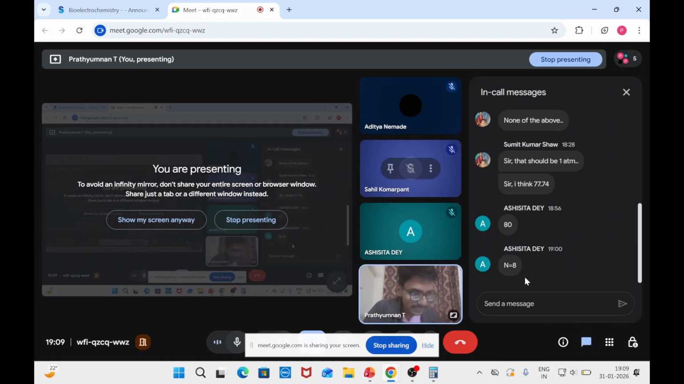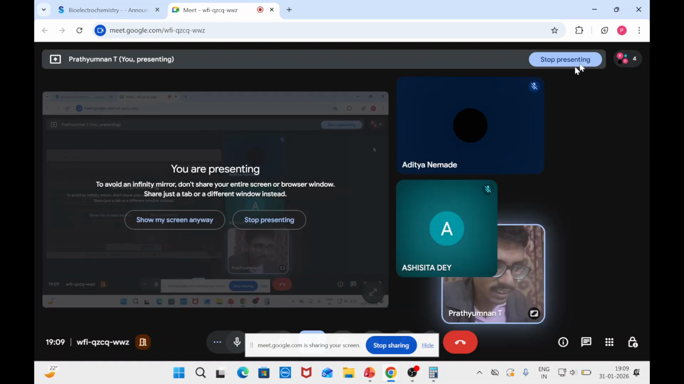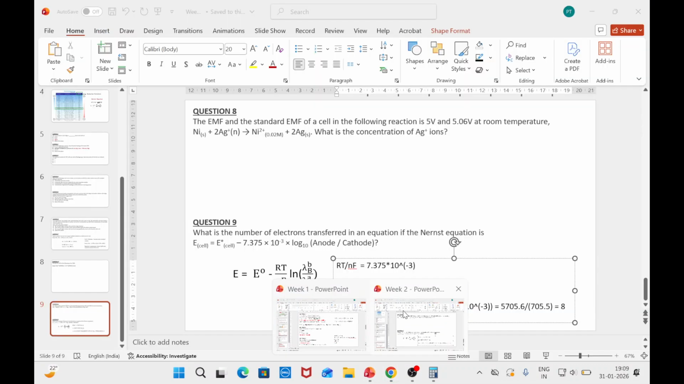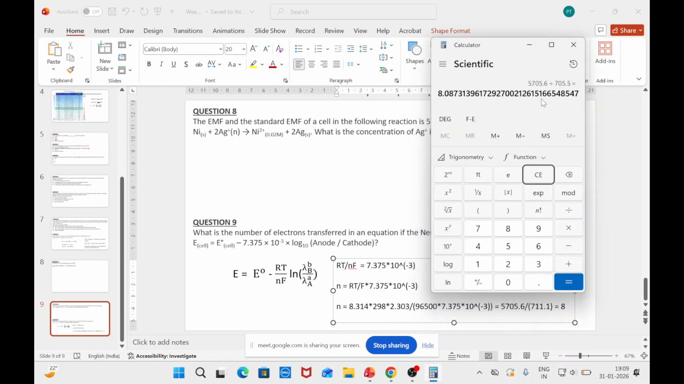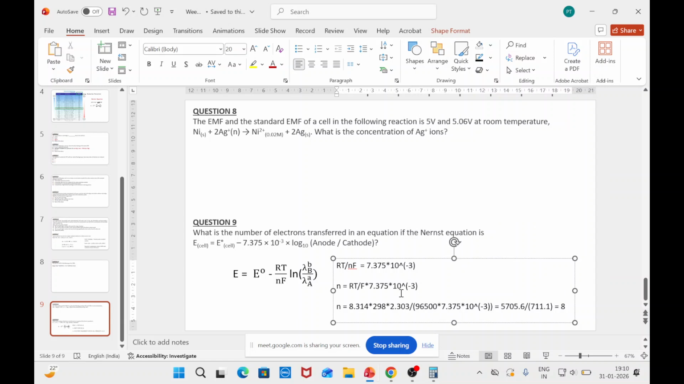Somebody has written 8. Okay. So I think that will make up the answer. N is 8. So as someone has said, the value of n, the number of electrons or moles of electrons transferred as per this Nernst equation, is 8.